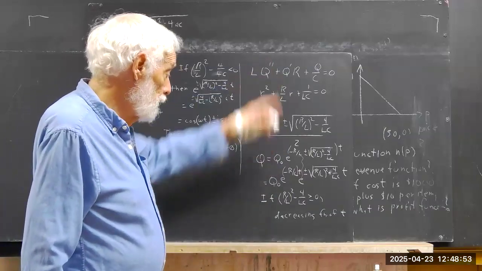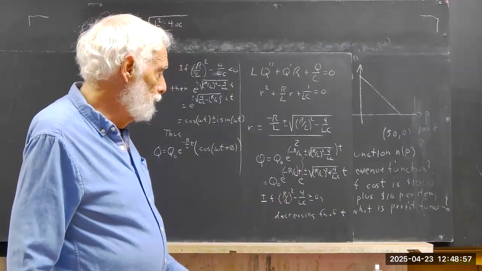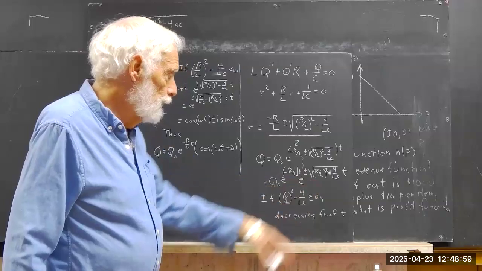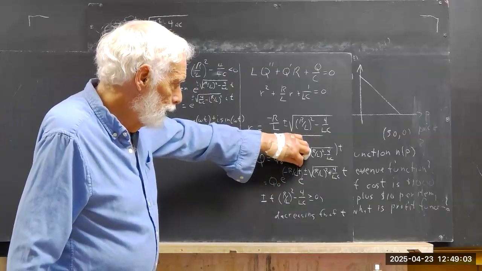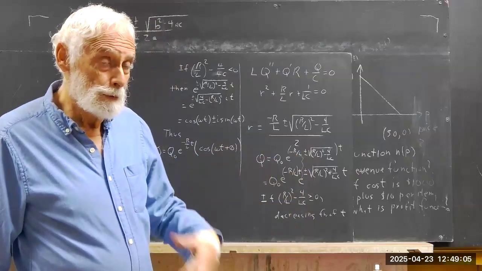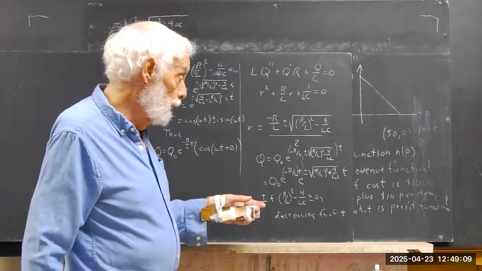Now, if this thing is greater than or equal to 0, this gives us a decreasing function of t, because you have a negative in front of the t. We understand exponential functions pretty well by this point.